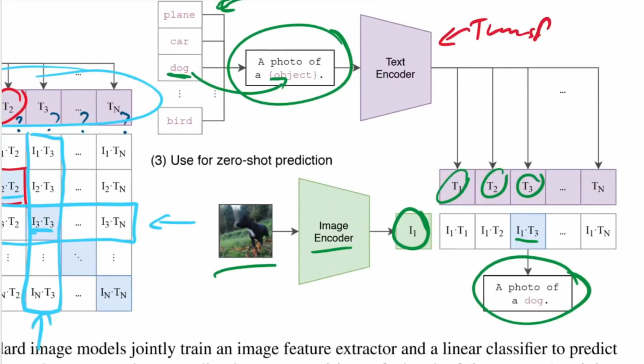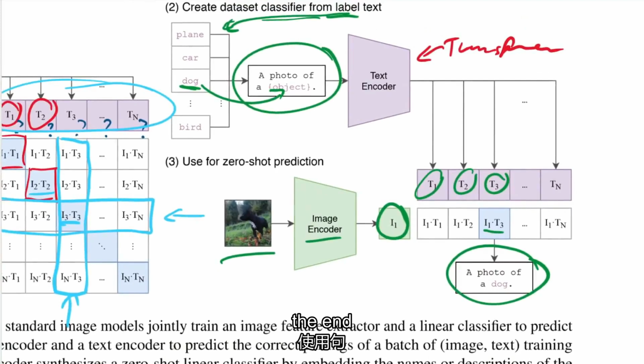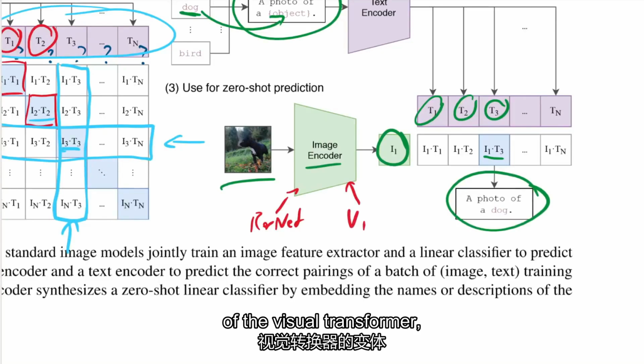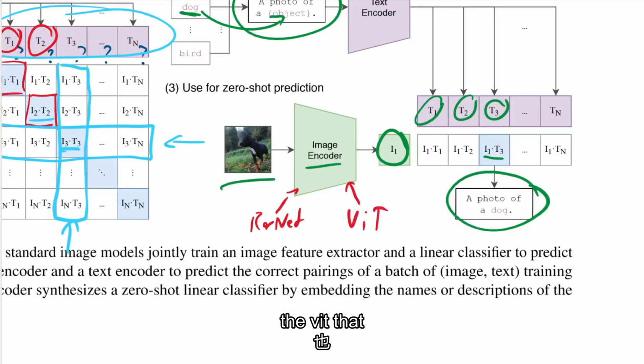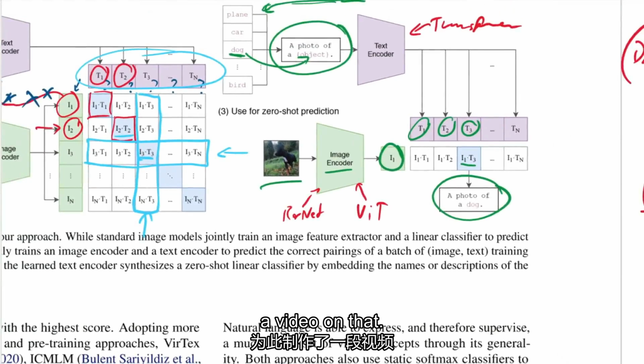It's not a particularly big transformer even. And they simply take the end of sentence token, the representation of that at the end, and that's their vector. If you don't know what a transformer is, I've done many videos on transformers. Find one of them, any of them. For the image encoder, they test out a bunch of different things. So they test out a bunch of variants of ResNet. I've done a video on that. And they also test out a bunch of variants of the visual transformer, the ViT, that has recently been popularized. I've also made a video on that.